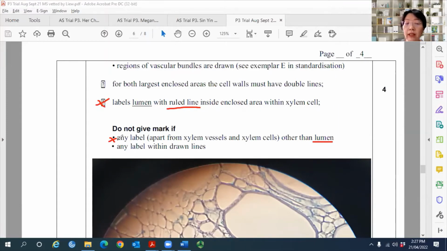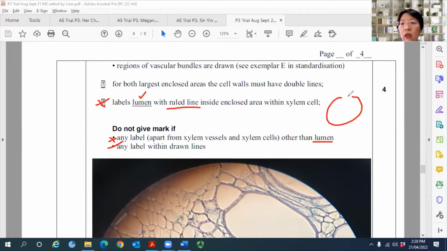Now this is very strict. You see last time they said you label lumen and you label any other thing that's correct, I still give you mark. Now they say you label lumen and any other thing, I don't care whether it's correct or wrong, I will not give mark because you didn't answer the question. So you have to label only the lumen if they only ask you to label lumen. And any label within draw line.